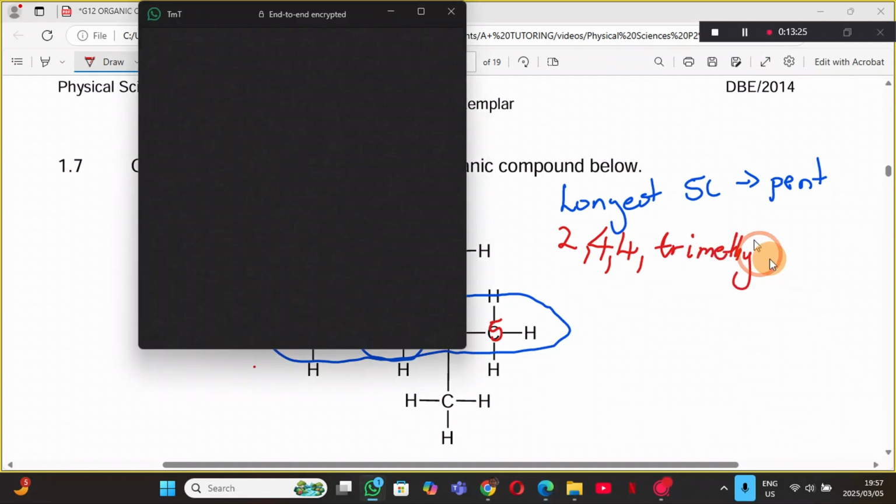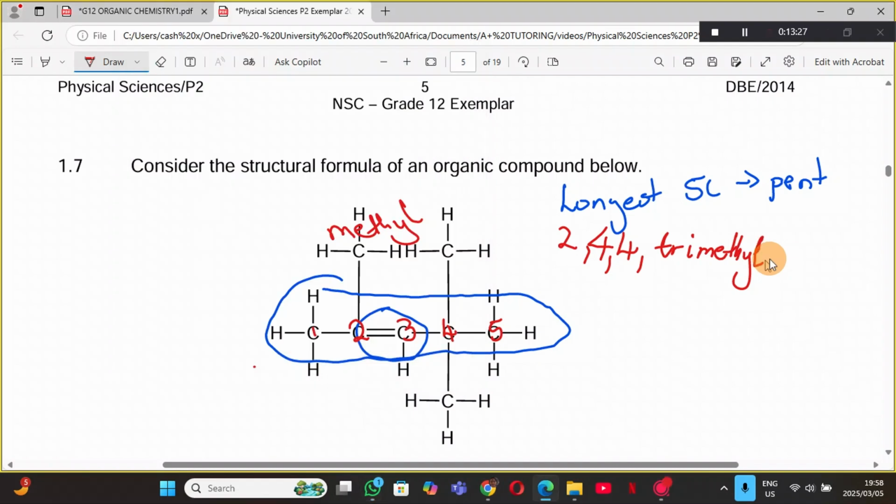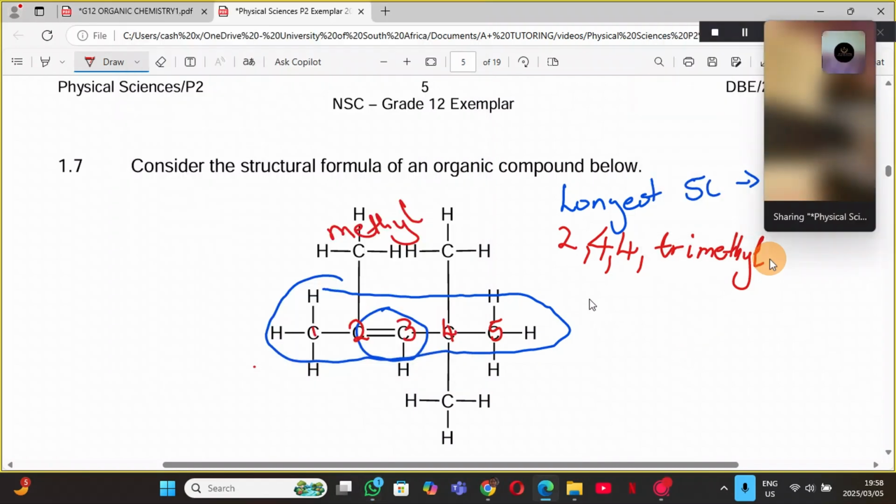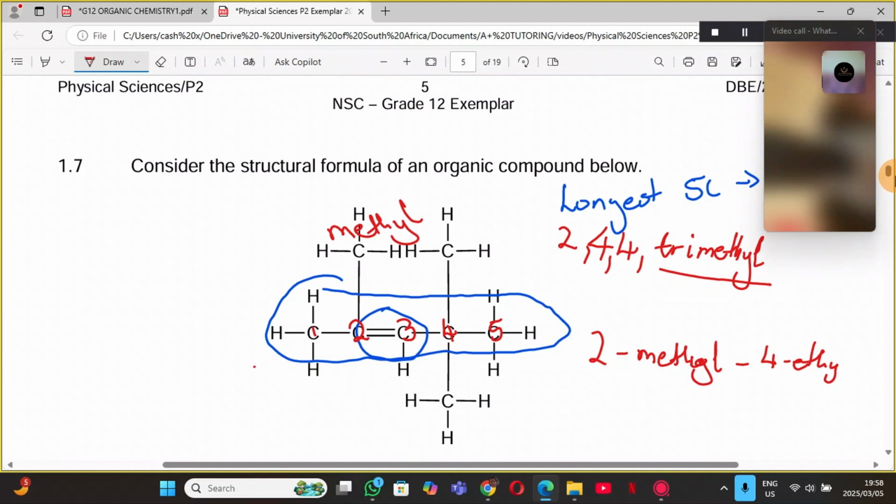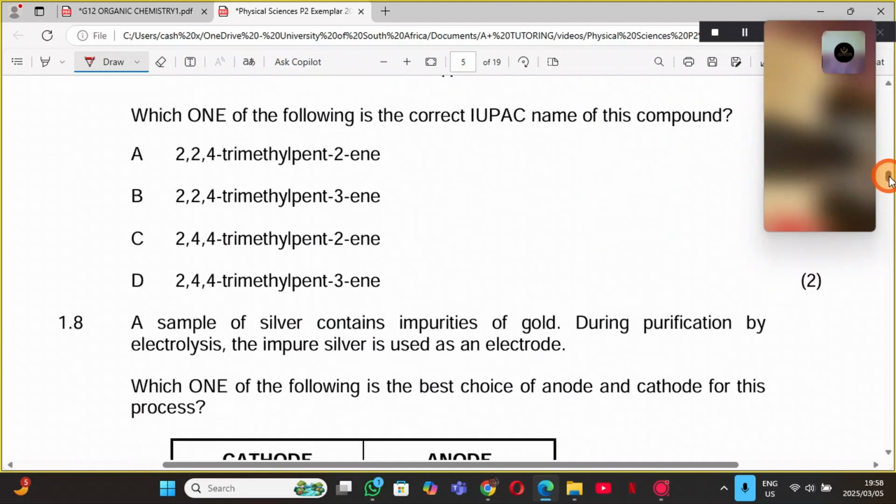So first I write all of the positions of all of them. It was 2, 4, 4, then together it's trimethyl. The only reason we are combining them is because they have the same name. It's unlike if one was a methyl and the other was an ethyl. Then I'd have to say I have a 2 methyl, and then I go and I say I have another 4 ethyl. I don't combine them because they are differently named. In this case I combined them because they are the same name.